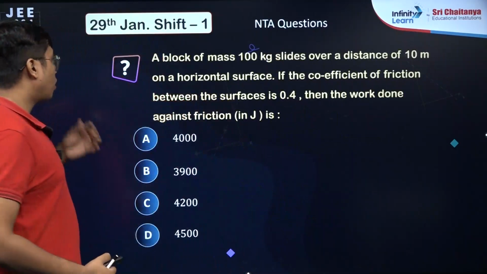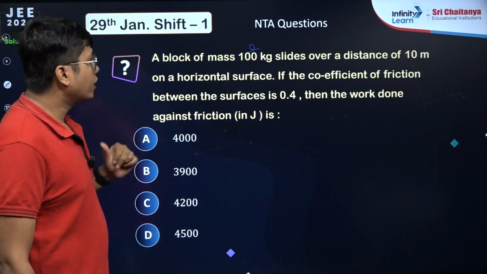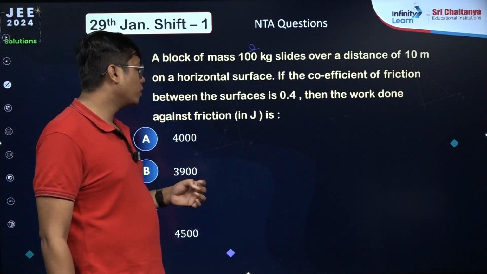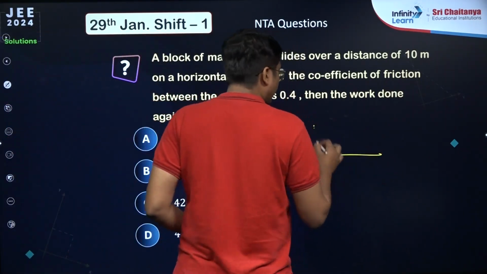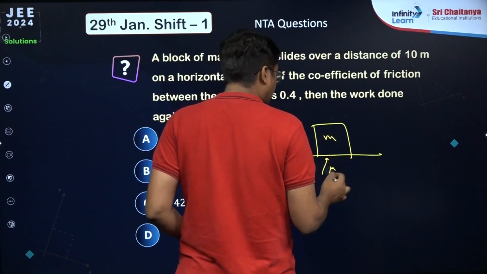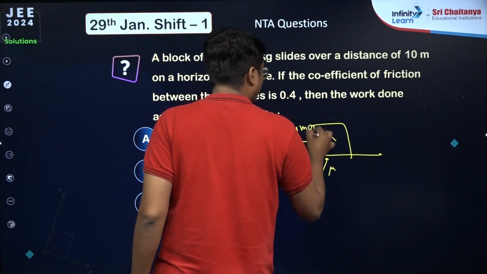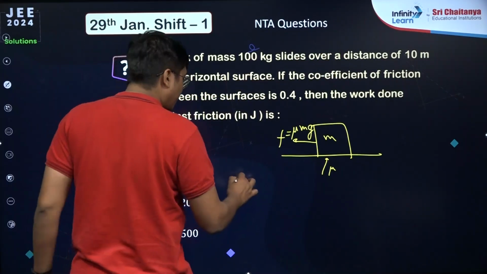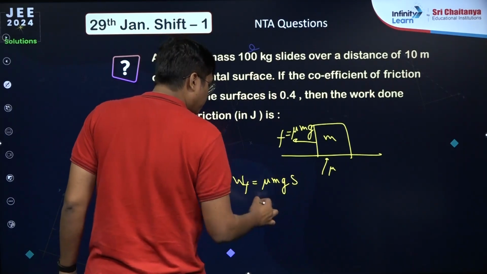Next question says, a block of mass 100 kg slides over a distance of 10 meters on a horizontal surface. If the coefficient of friction between the surfaces is 0.4, then what is the work done against friction? Pretty straightforward question. If there is a block here, the coefficient of friction is mu, and the block has a mass m. Then the frictional force backwards is mu mg. So you know the force, you know the displacement. So the work done by friction is just mu mg into displacement.